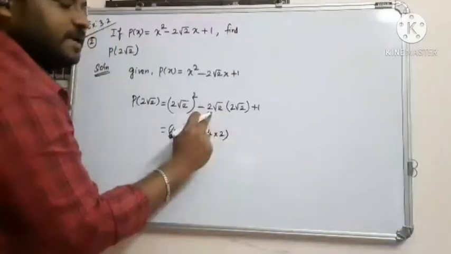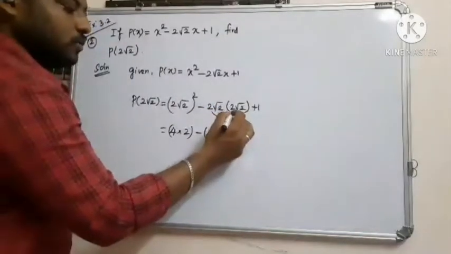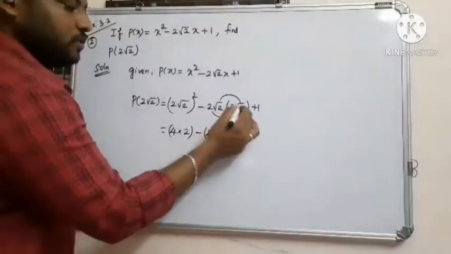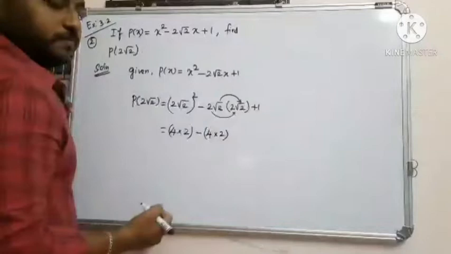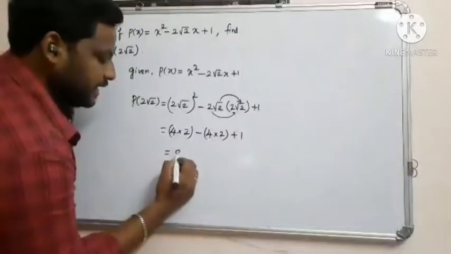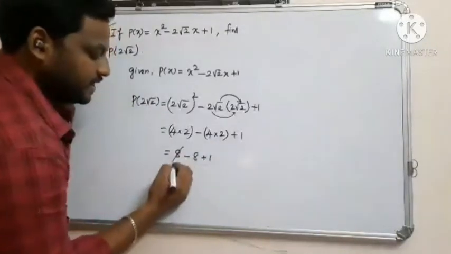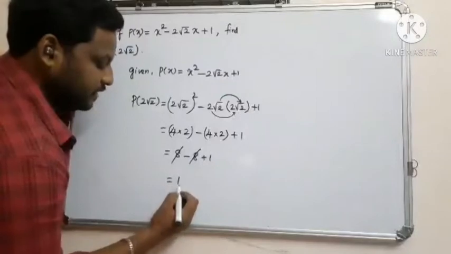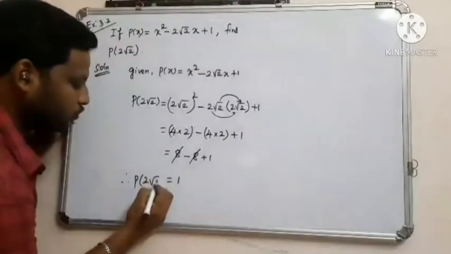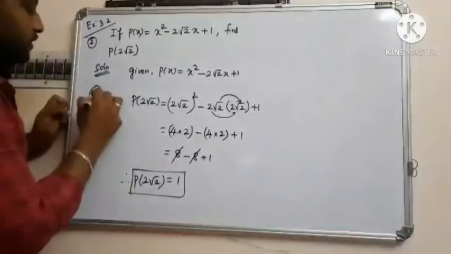You have to multiply 2 root 2 into 2 root 2, root 2 into root 2, root 2 into root 2: 4, 2 into 2, 4, root 2 into root 2, 2. Plus 1. So 4 2s are 8, minus 4 2s are 8, plus 1. So plus 8 minus 8 will be cancelled, which is equal to 1. Therefore, p of 2 root 2 value is equal to 1. So this is important, 2 more questions.